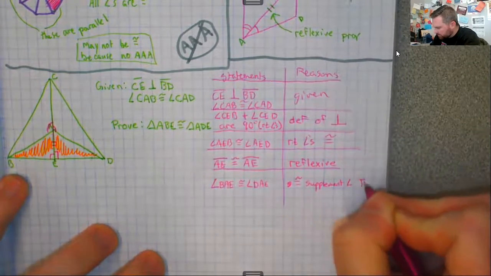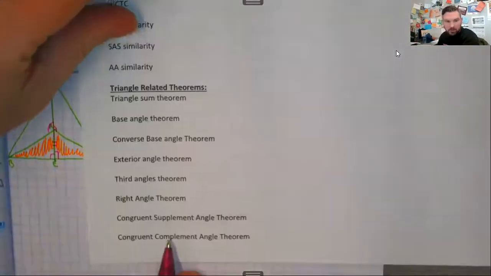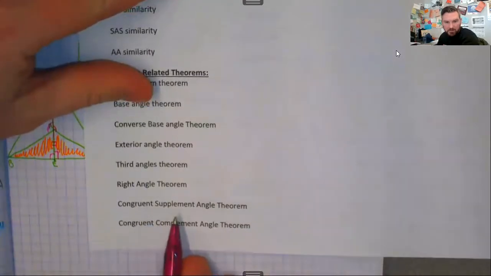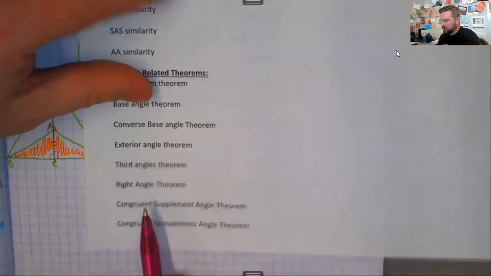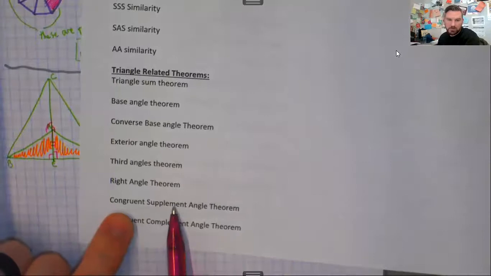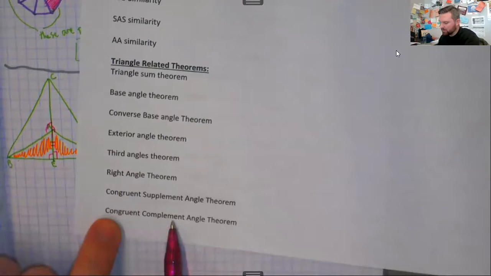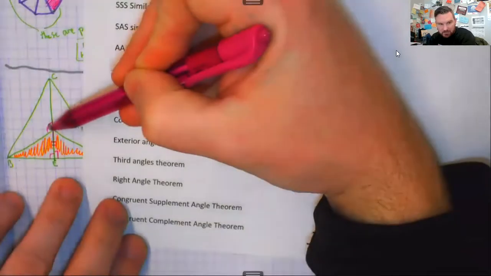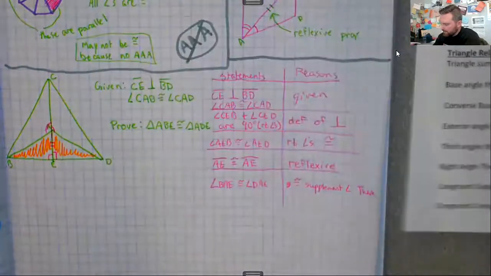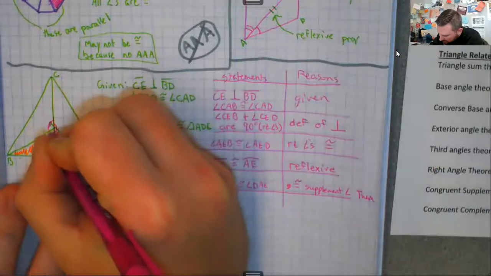angle theorem. And on your valid list of reasons, you have them right here at the bottom. Congruent supplement angle theorem and congruent complement angle theorem. It says if two angles are supplementary to the same angle, then they are congruent. Or if two angles are complementary to the same angle, then they are congruent. So these two are the same, and they're supplementary here, so they have to be the same. So now I have that this angle here is congruent to this angle there.